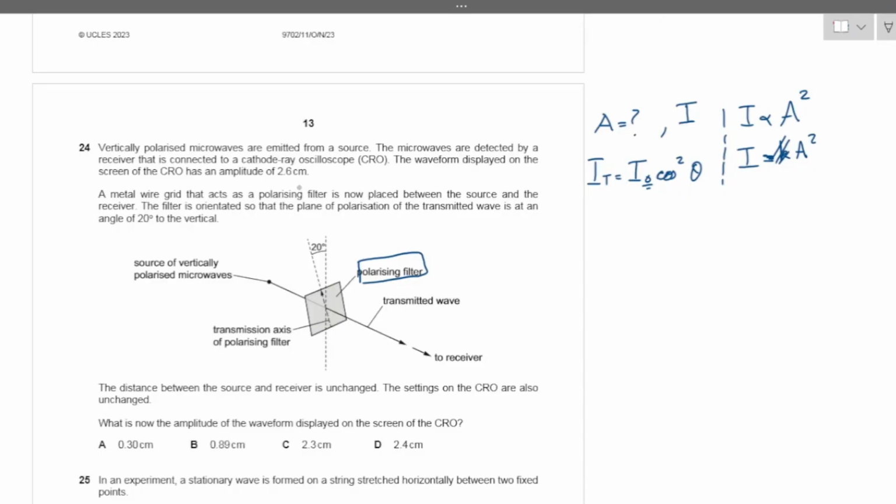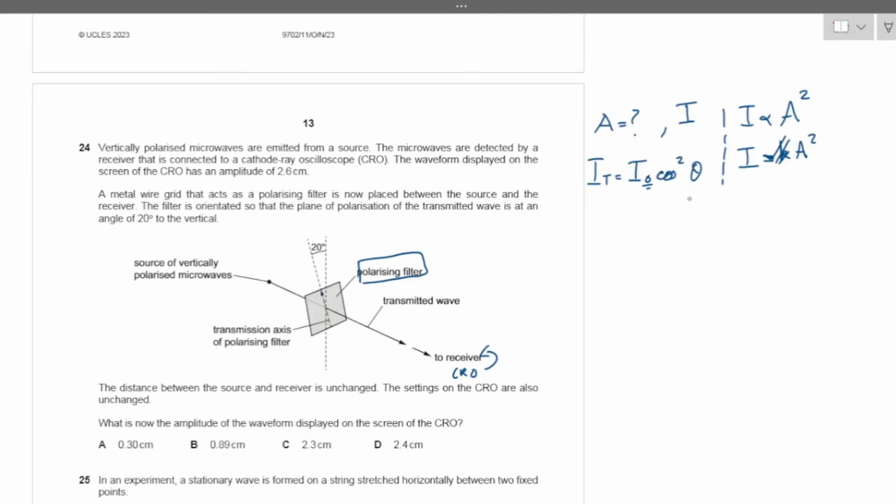So they have said to us that the waveform is displayed on the screen of the CRO. The CRO in this case would be over here, connected to our receiver, where the microwaves are detected. Yes, so the CRO will be connected to this. Initially, the waveform displayed on the screen of the CRO has an amplitude of 2.6 centimeters.